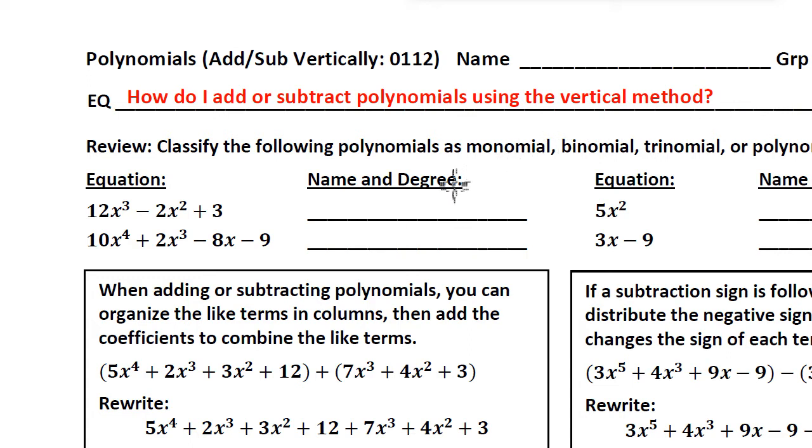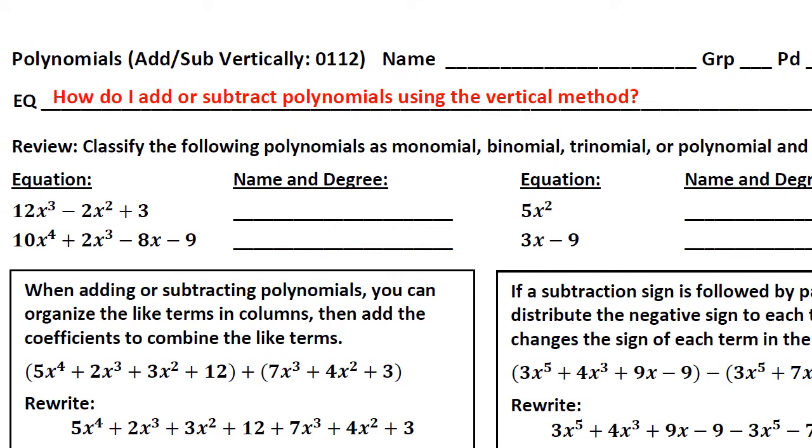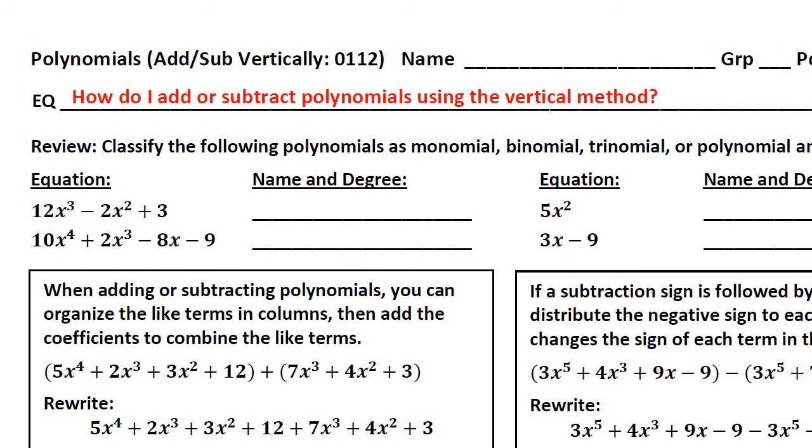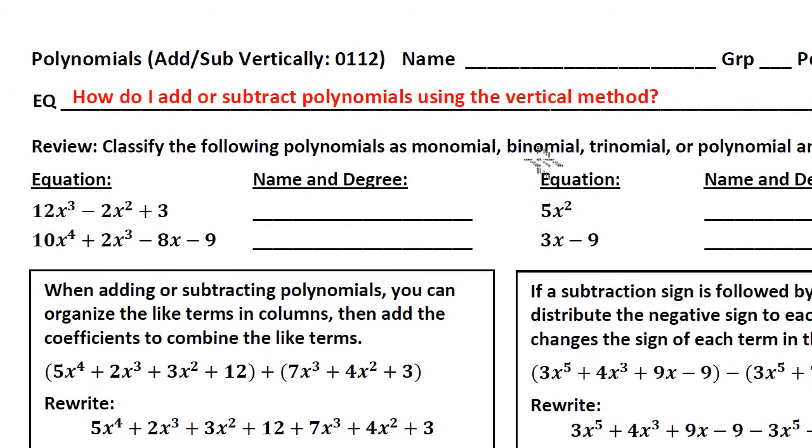Before we do that, we've got some review. Classify the following polynomials as monomial, binomial, trinomial, or polynomial. Remember in the last worksheet I talked about how if you call something a binomial or a trinomial, it is automatically also a polynomial. If it has more than 3 terms, then you would only write polynomial. And since a monomial only has 1 term, that is not considered a polynomial. And then write the degree.